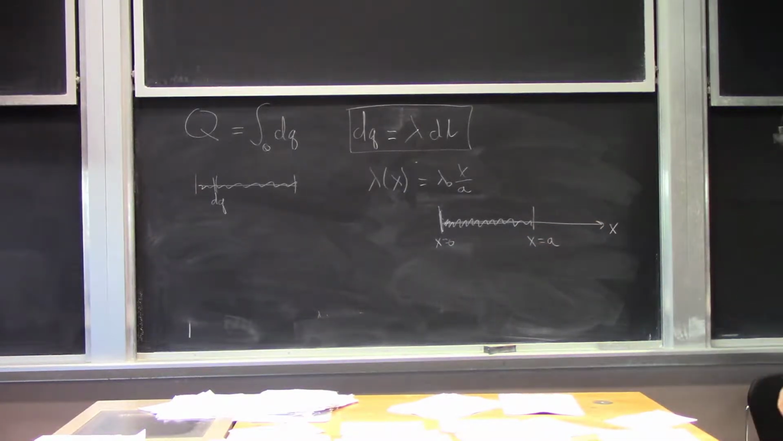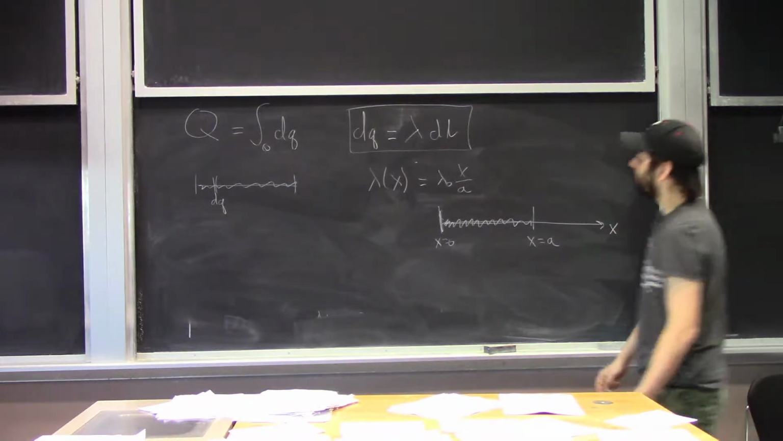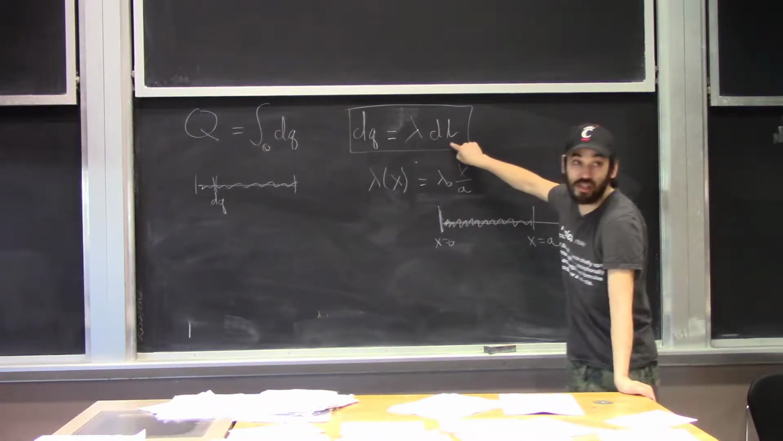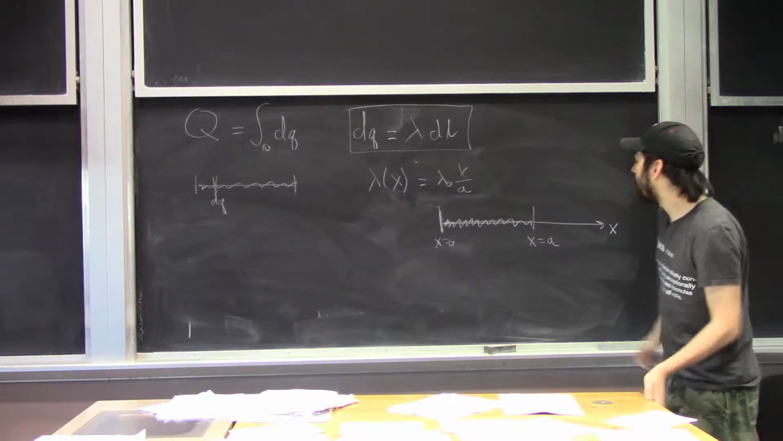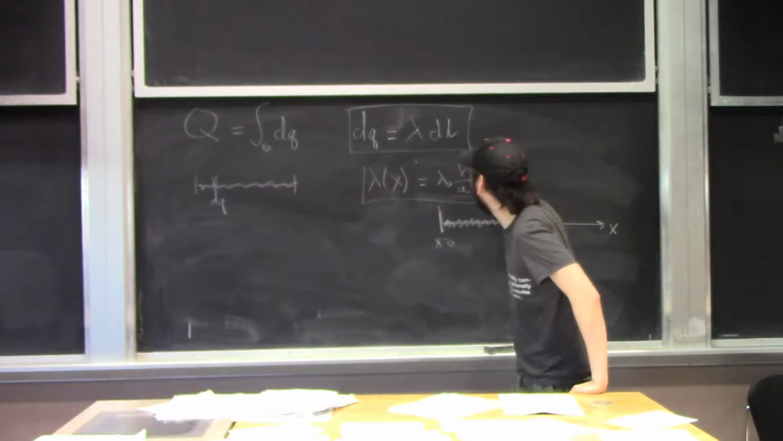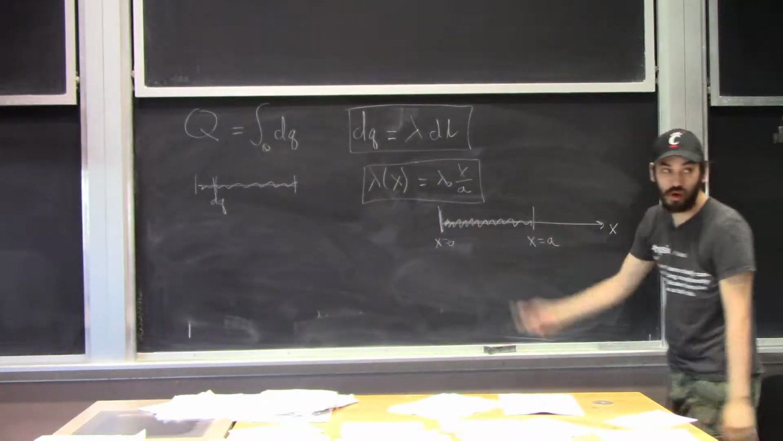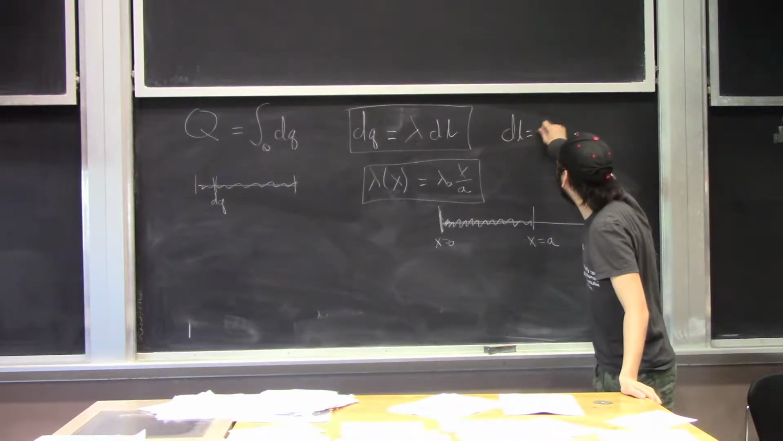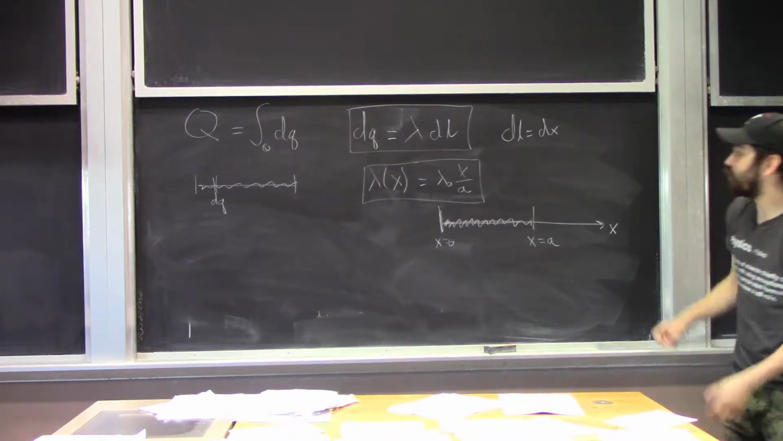And what we want to do here is find what the total charge is. In order to do that, for any one of these types of problems, we need to identify what lambda is, and we need to identify what dl is. In this case, I explicitly tell you what lambda is, and then we just need to write down what dl is. As I alluded to here, dl is going to be dx.